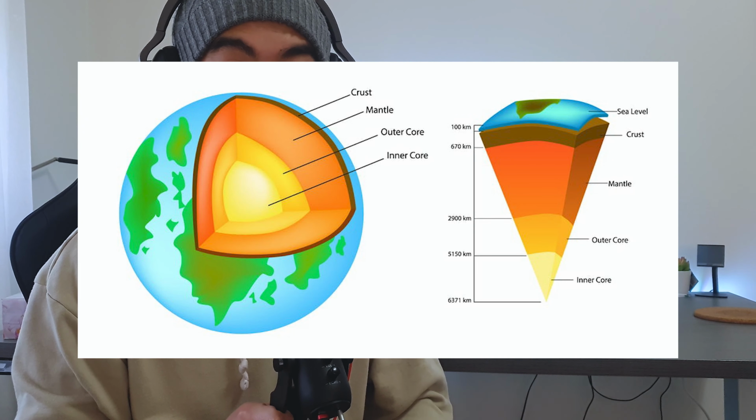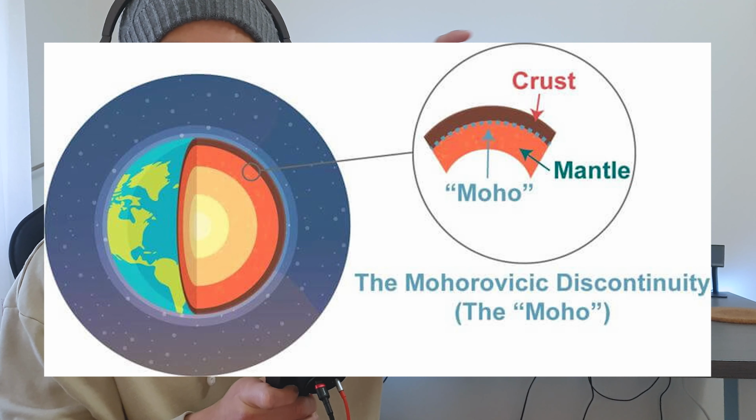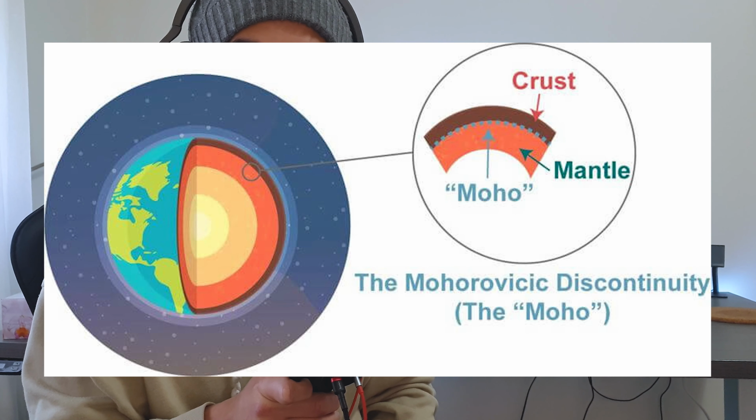Now, directly below the crust is the mantle. And between the mantle and the crust, there's a very uneven layer in between, and that's what we call the moho. And the moho basically just separates the crust from the mantle.